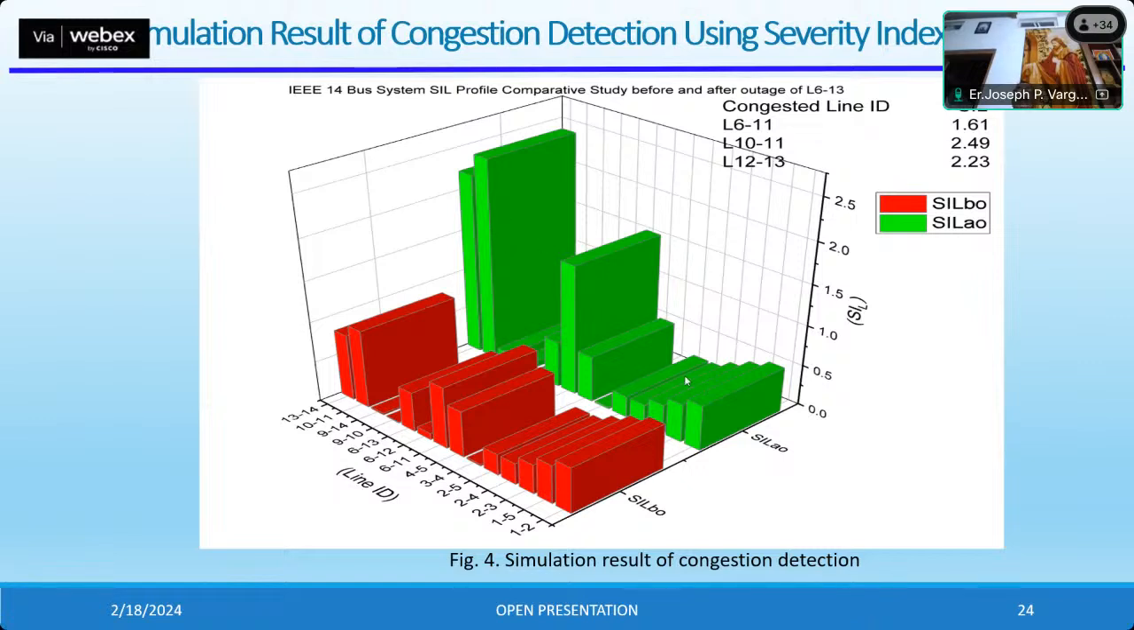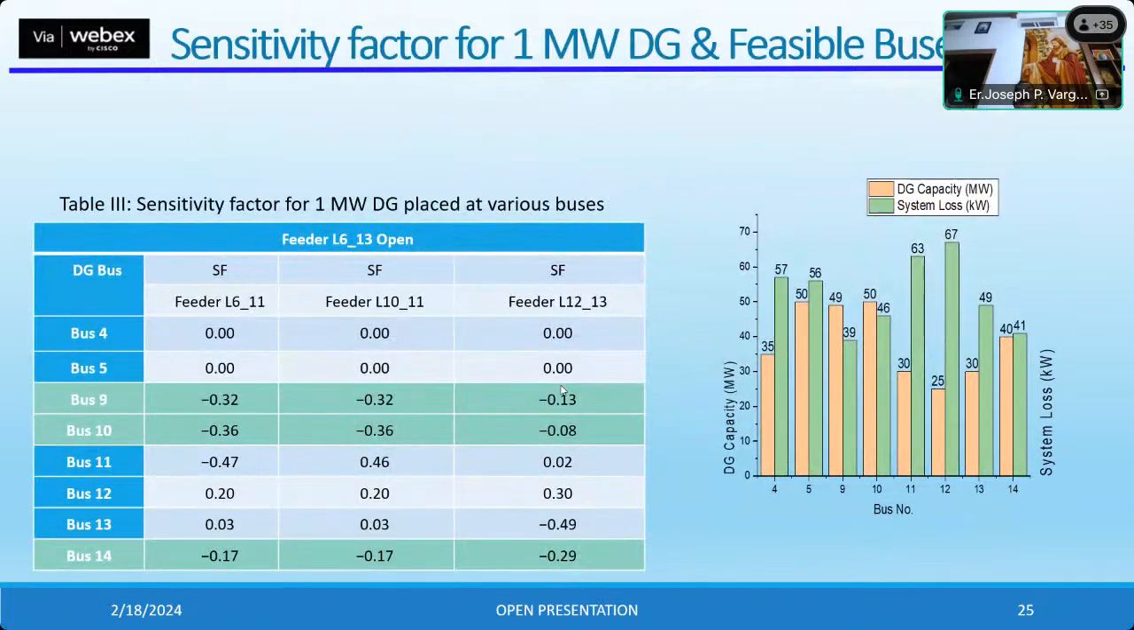Now, our next step is to alleviate congestion using distributed generation, or solar power generators. We cannot simply place DG as we like. There are certain criteria for placing DGs. Hence, we have to proactively determine the location of DGs. For this, we conduct the sensitivity factor analysis using a test DG. Here we have used a 1 megawatt DG as a test DG for finding the sensitivity factor of the load buses, and from this we get the feasible buses.